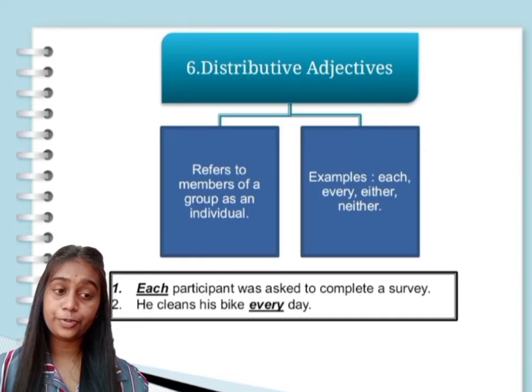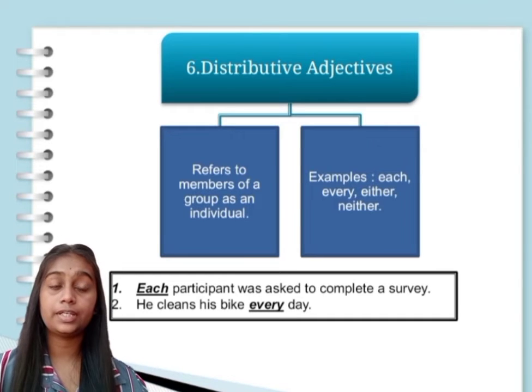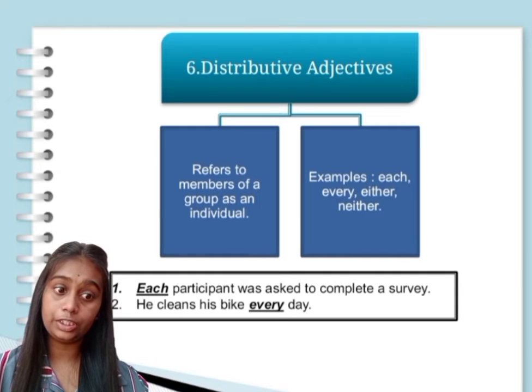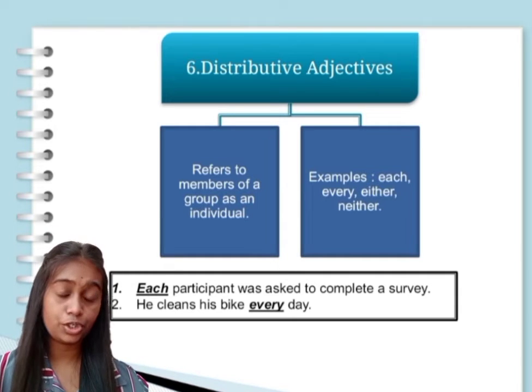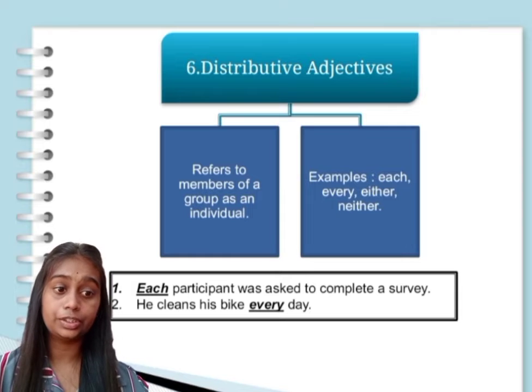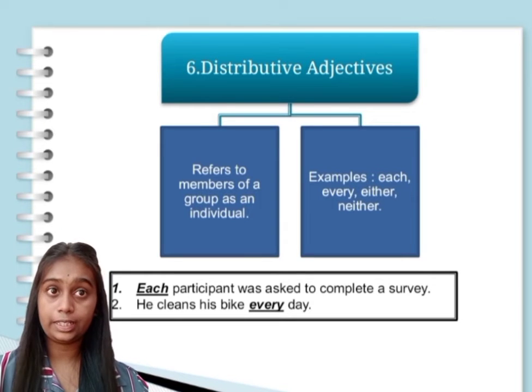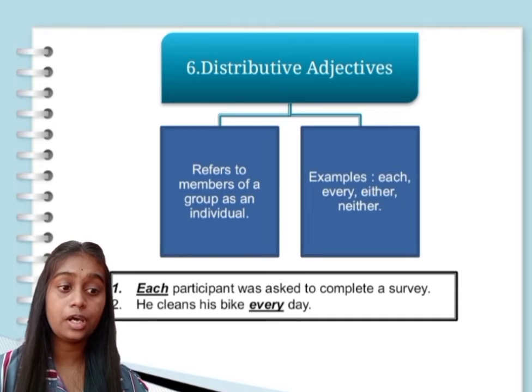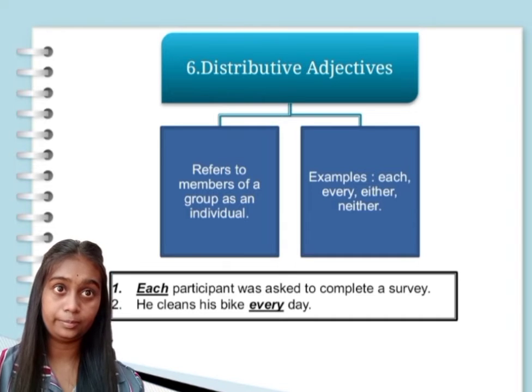Moreover, a distributive adjective is an adjective that refers to members of a group individually. They are each, every, either, or neither. To bring more clarity, just look at the sentences. Each participant was asked to complete a survey. He cleans his bike every day.